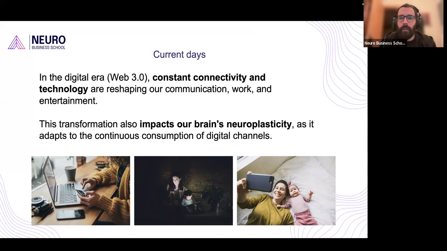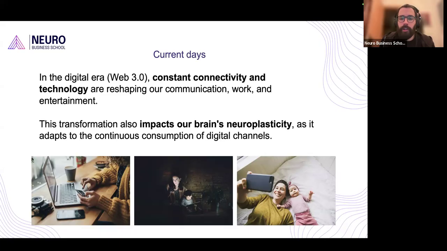Well, this is the introduction about what the digital era is. The digital era is Web 3.0. Probably we are even further from that now. It means constant connectivity and technology, and this is reshaping the way we communicate with people, we work, and we consume entertainment. This transformation also obviously impacts our brain's neuroplasticity.